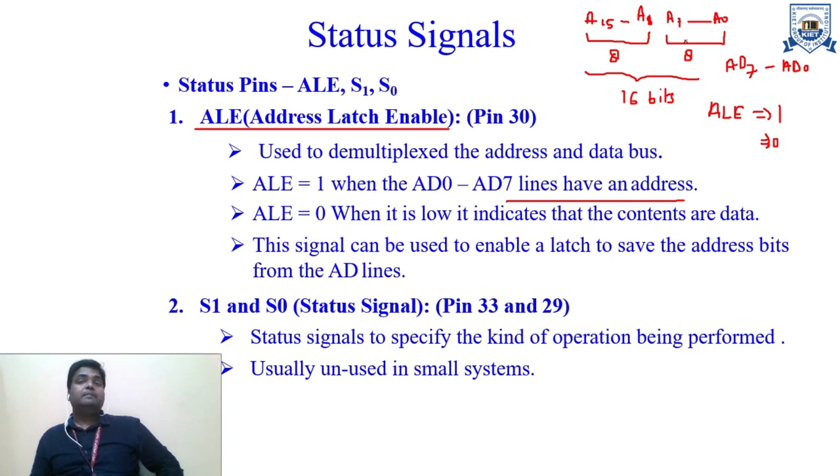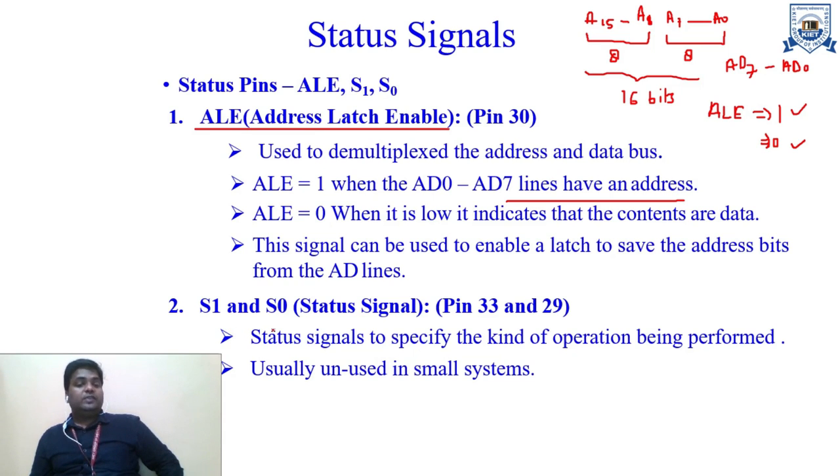That means at a particular time it will not be considered as both address as well as data. For some particular time it will be considered as an address line, and for some particular time it will be considered as a data line. So how will it be discriminated? With the help of ALE. When the value of ALE is equal to 1, then it will contain address. When the value is 0, then these 8 bits are considered as data. So this is the meaning of address latch enable.